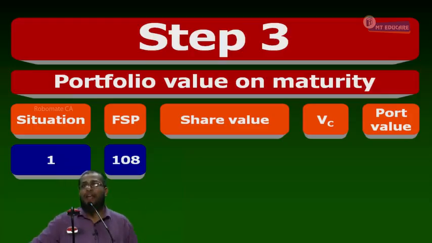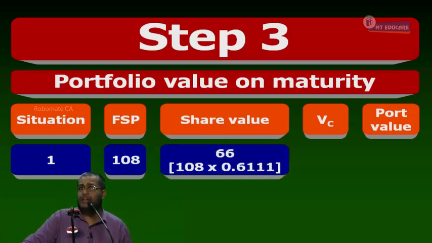Suppose FSP is 108. Tell me, how many shares am I holding? If I am having 1 share, my wealth is 108. I am having only how many shares here? 0.6111 share. My share is worth how much here? 0.6111 into 108 gives you 66. Right, share value 66. 108 into 0.6111 shares.